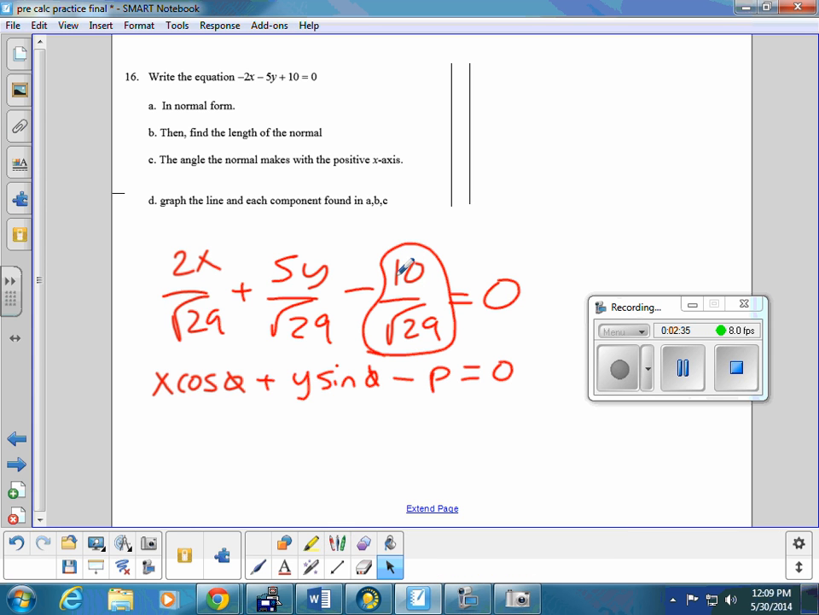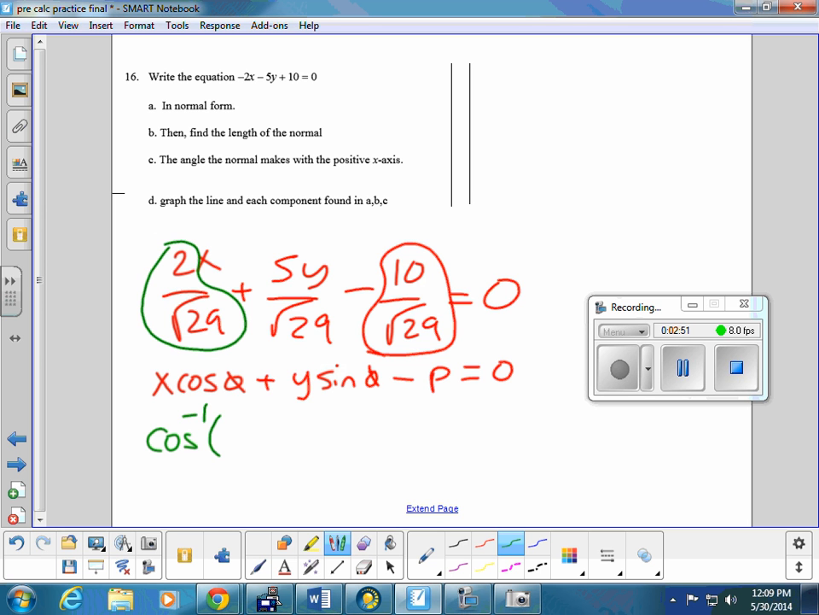To get the phi value, or if you call it theta, whatever you want to use, you want to do the arc cosine, or the cos negative 1, or the inverse cos of the value in front of x, because that's equal to the cosine of that, so 2 over radical 29. And you can do the same thing with the sine. There's a different way to do this, but we'll do the same thing with the sine, and you should get the same value.